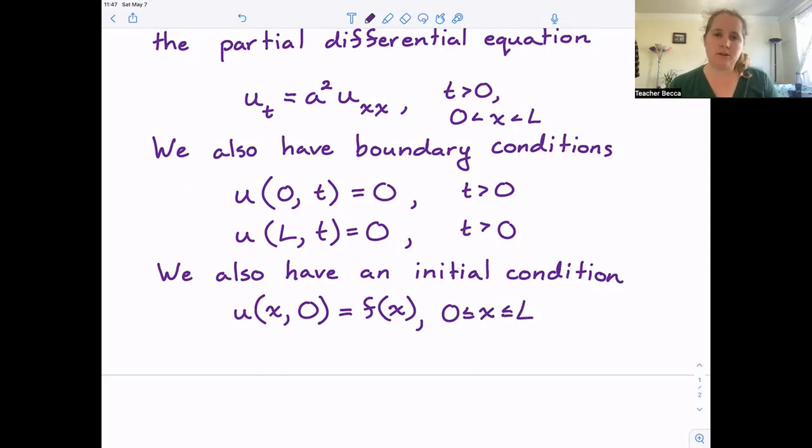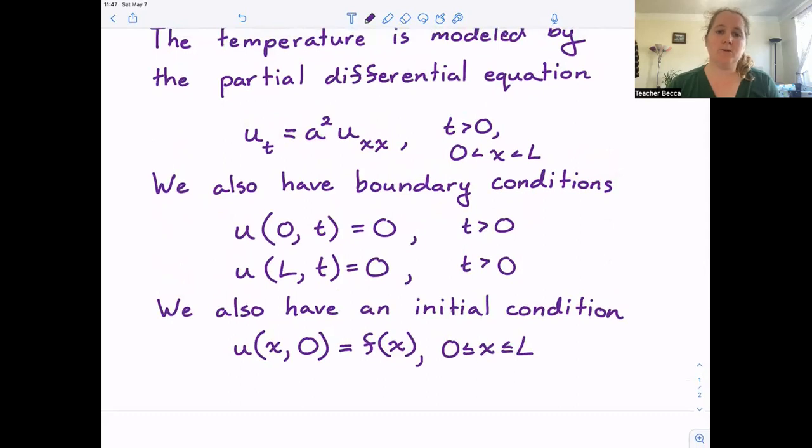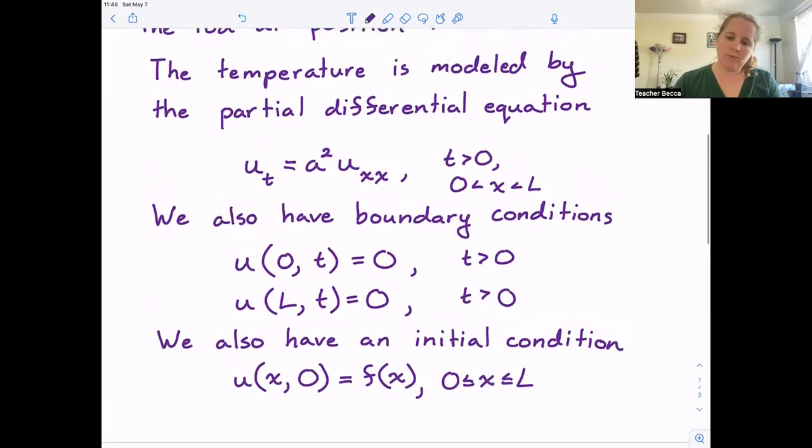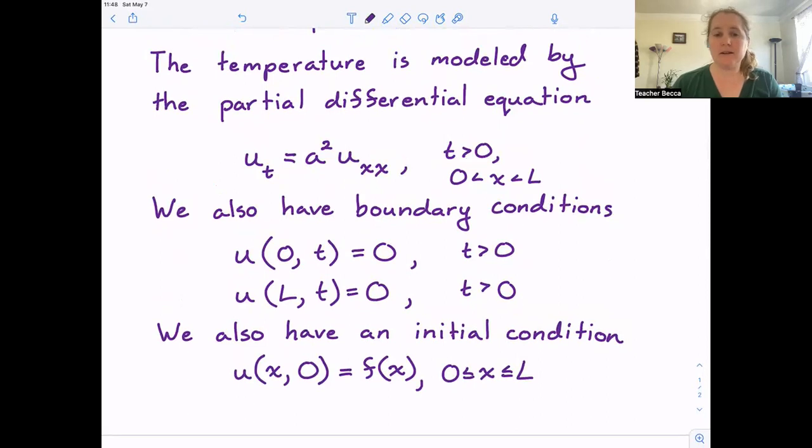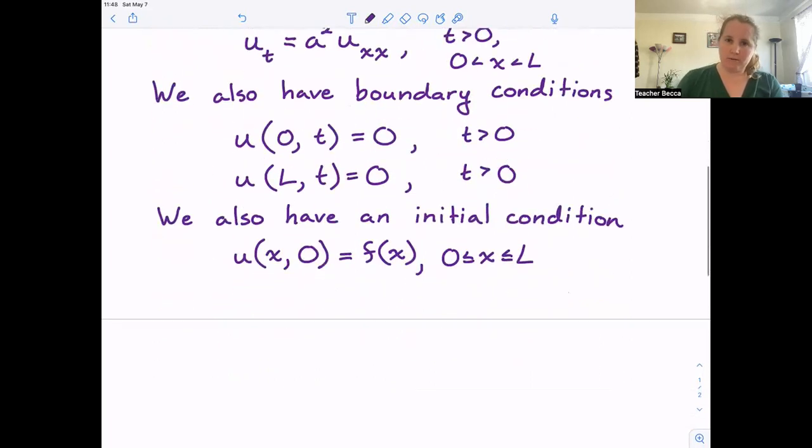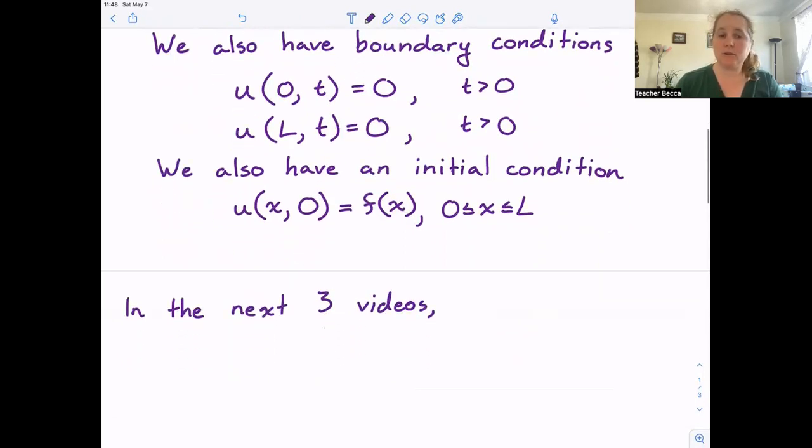So we have essentially what is often referred to as an initial boundary value problem. We have an initial value problem and a boundary value problem combined, since we do have two different independent variables involved. So we are going to be working with this particular model in the next quite a few videos. So in the next 3 videos, we will derive the solution to this model.